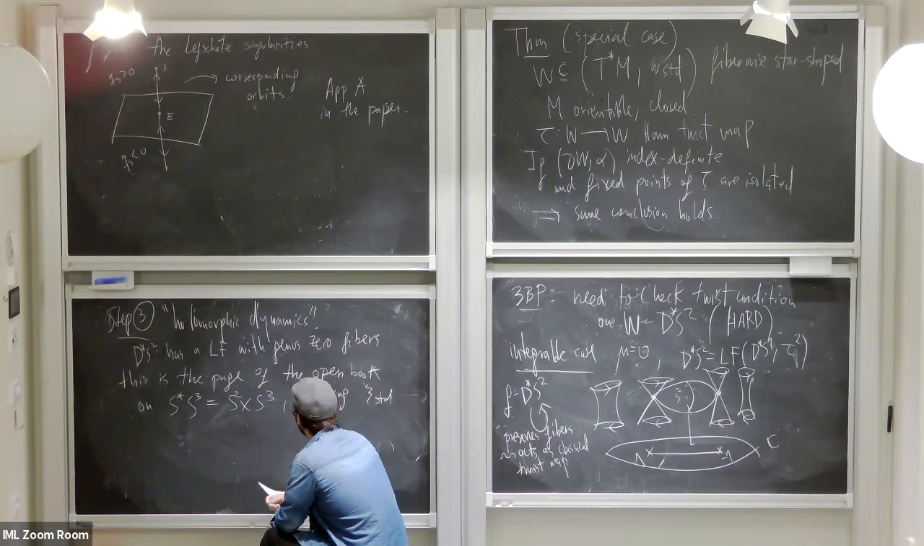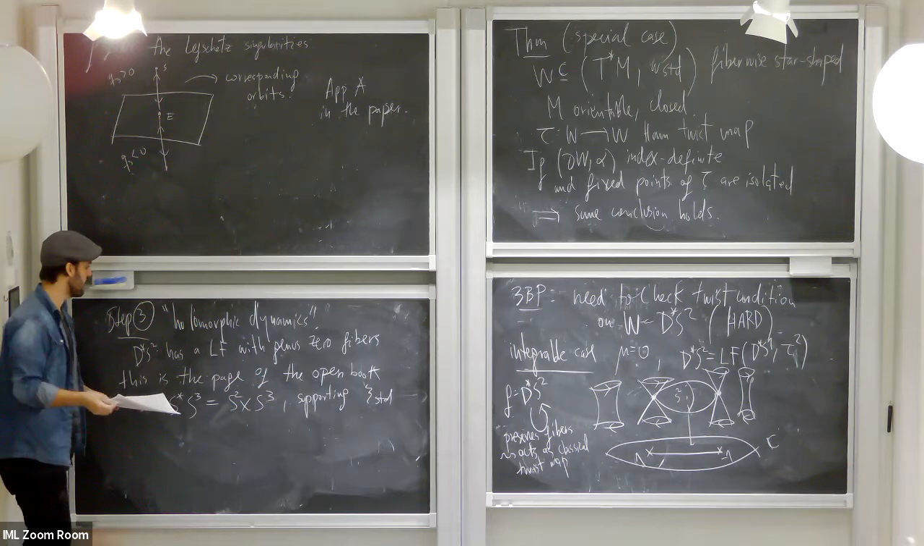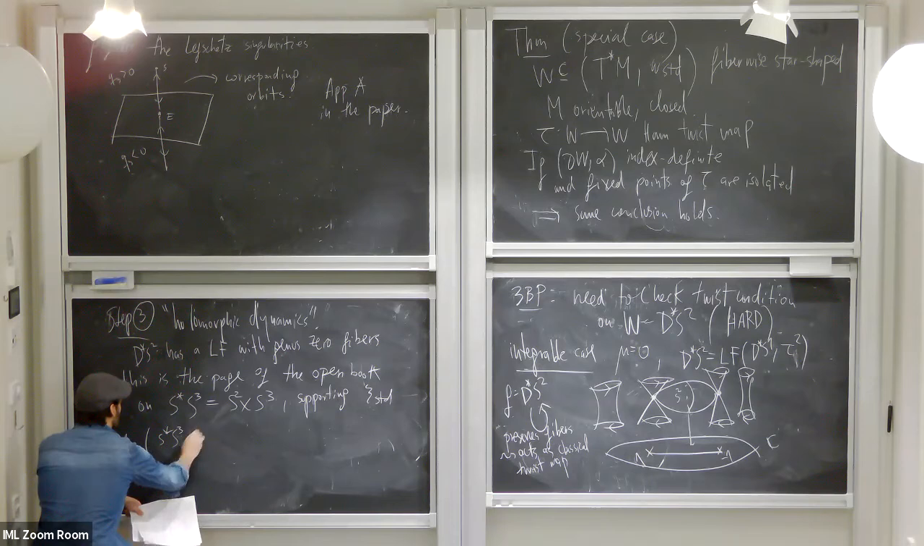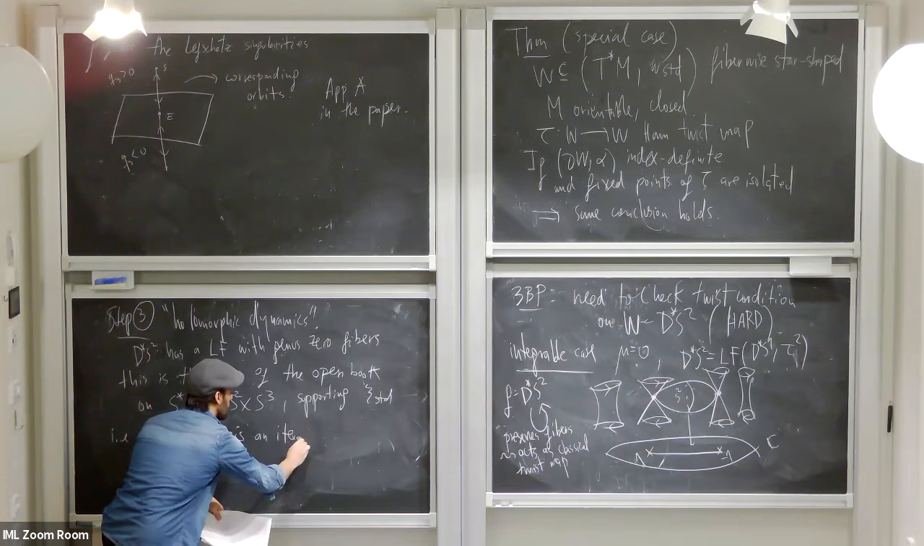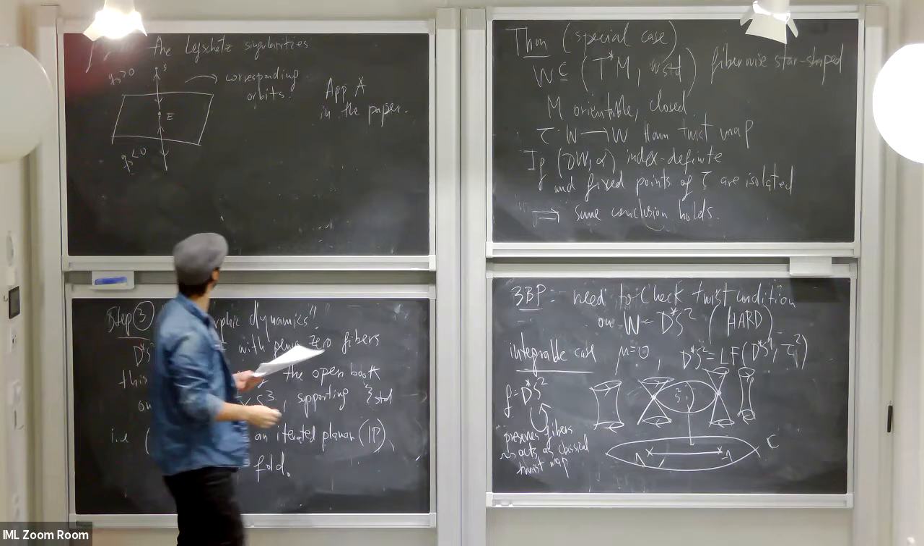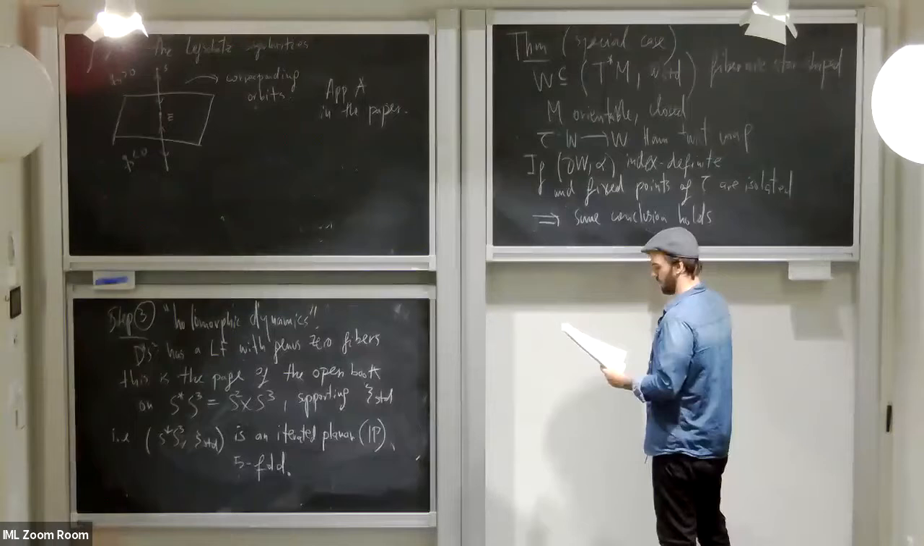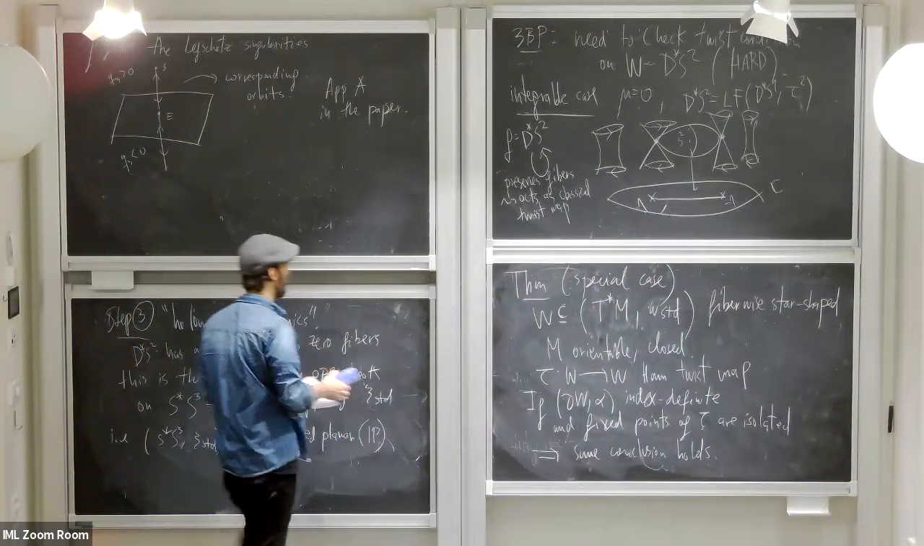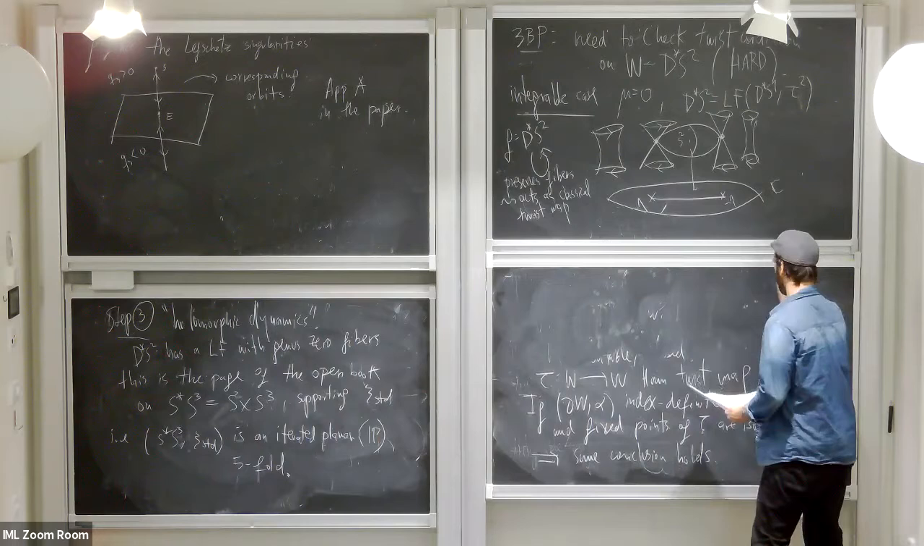So I want to say that this manifold as a contact manifold is an iterated planar Lefschetz fibration, i.e. S*S3 with the standard contact structure is an IP Lefschetz fibration. P stands for planar. In some sense, this is a structural observation, which we've already used in some sense.